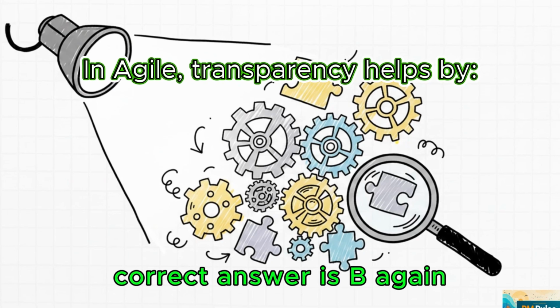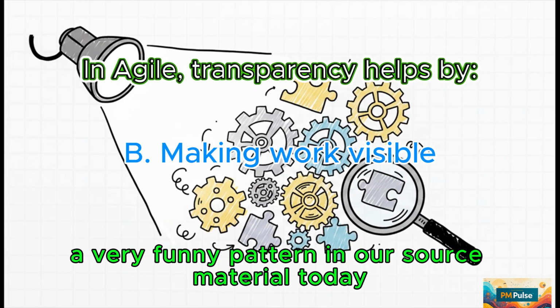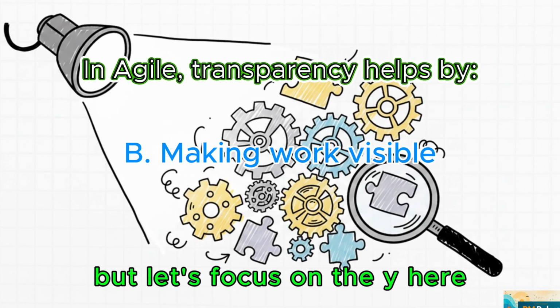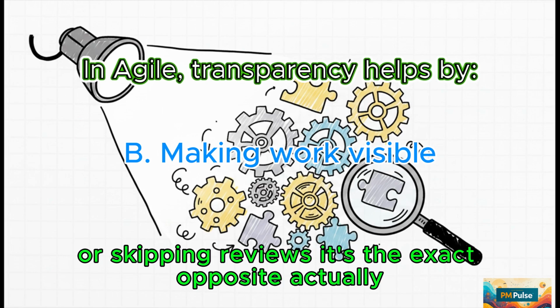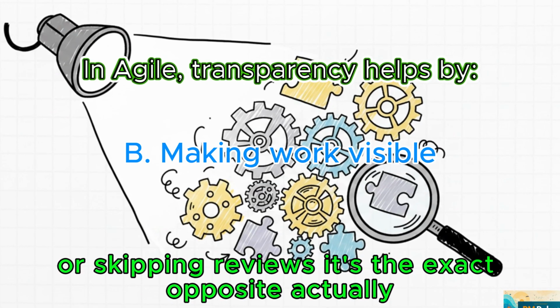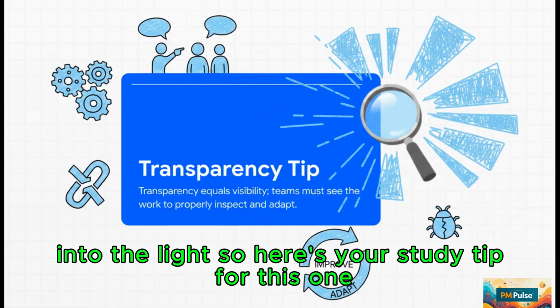Correct answer is B, again, making work visible. You might be noticing a very funny pattern in our source material today, but let's focus on the why here. Transparency isn't about avoiding work or skipping reviews. It's the exact opposite, actually. It's about bringing absolutely everything into the light. So here's your study tip for this one.